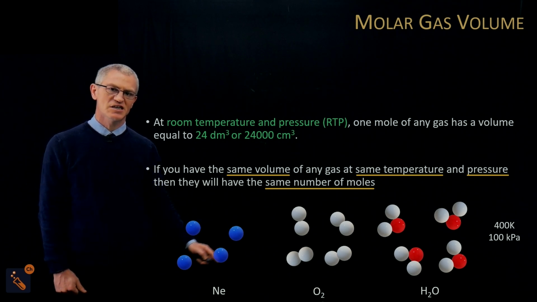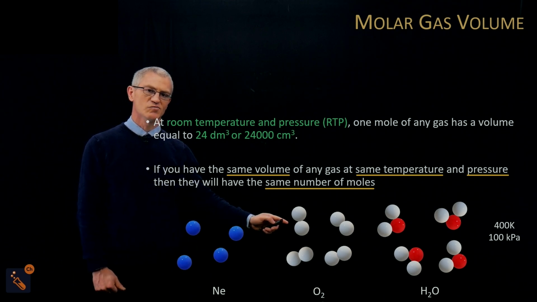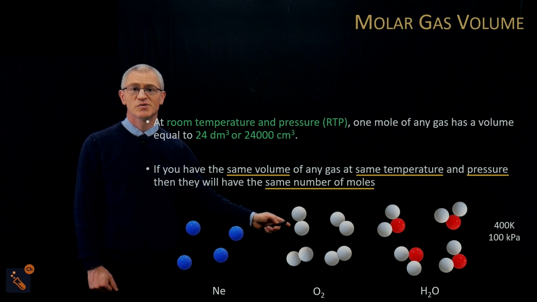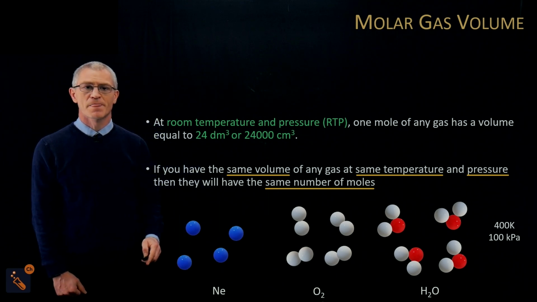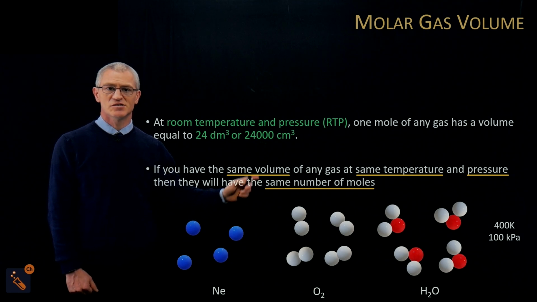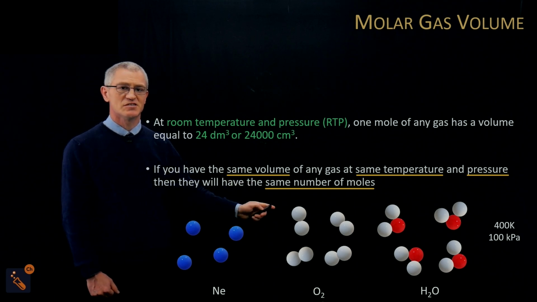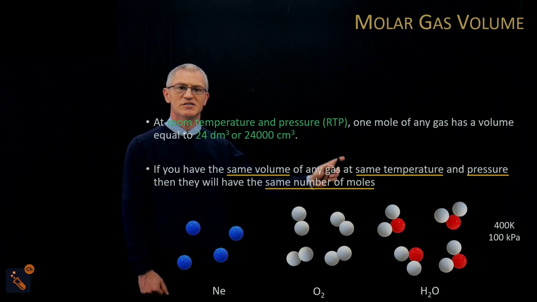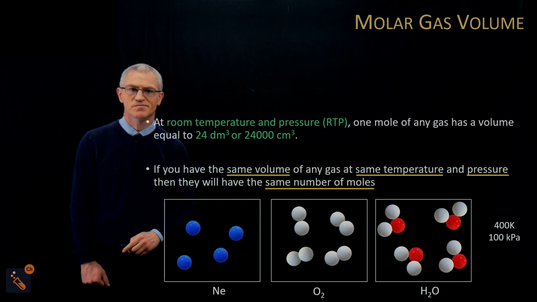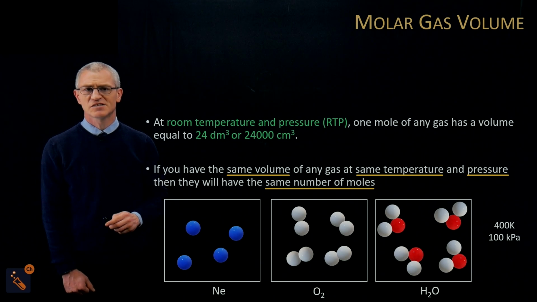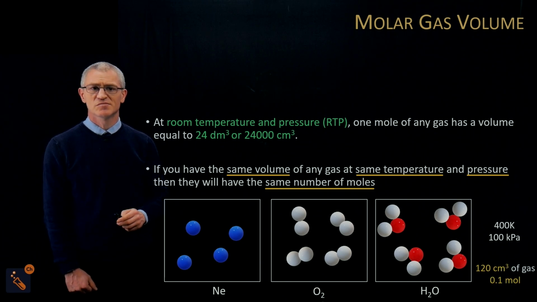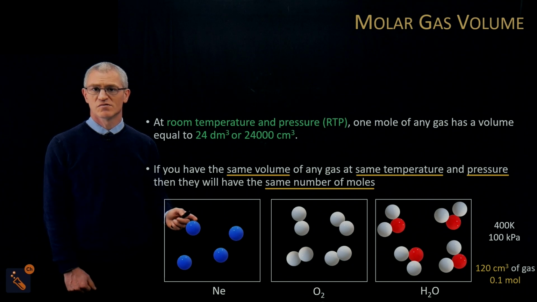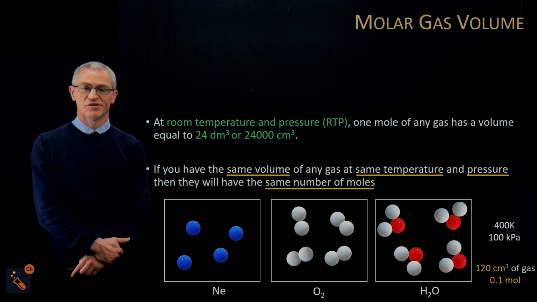But as you can see, there's the same number of particles in each one, which theoretically means there should be the same number of moles in each one. We've set the same temperature and pressure, so we've got the same number of moles because there is the same number of particles. Same temperature, same pressure means it will have the same volume. So let's just say that volume is 120 centimeters cubed, and therefore all will also have 0.1 moles. Again, it's not to scale, so don't worry about doing the calculation on the numbers.